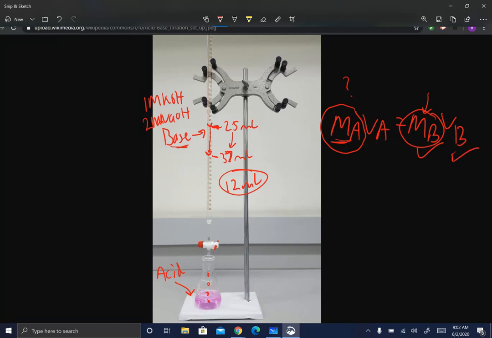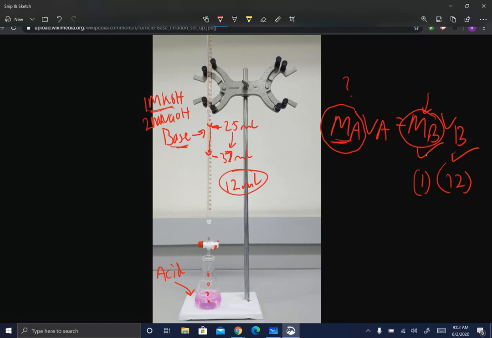So we check that, we know the volume. The volume would be 12, so that would go here. The molarity of the base, MB, is whatever the problem gives you. Let's say we're using KOH, 1 molar, so 1 would go in there. The molarity of the base is 1. The volume of the base is 12.